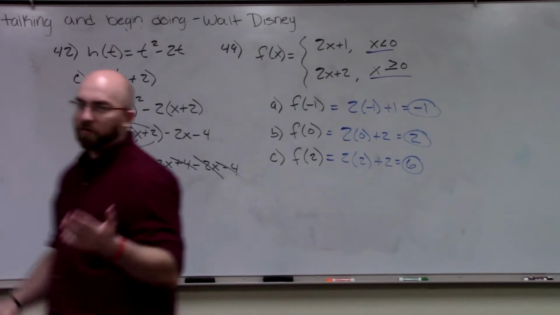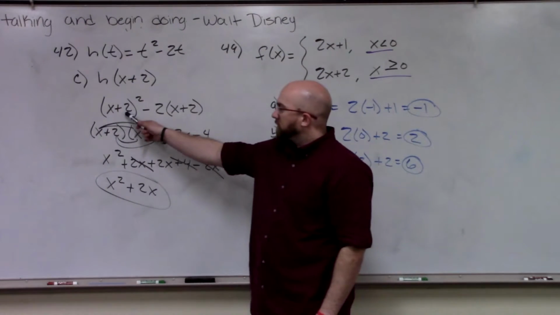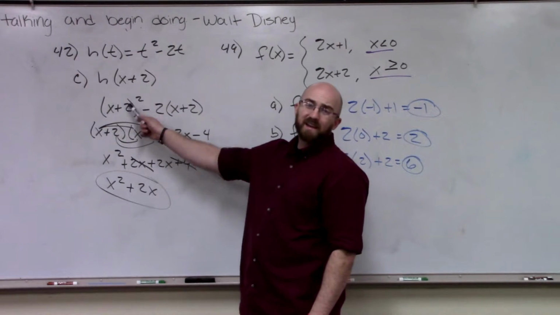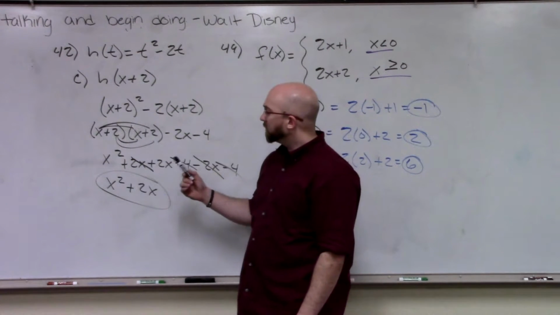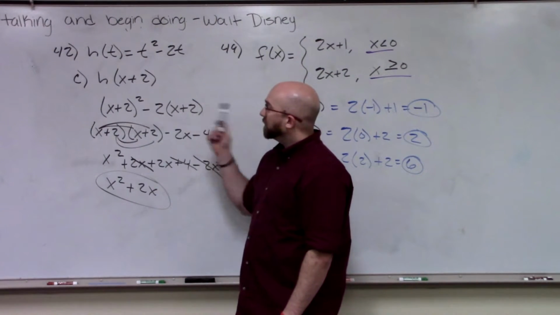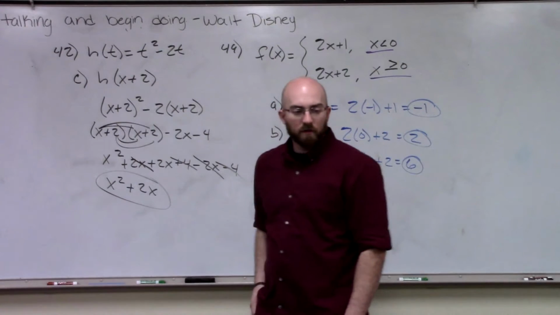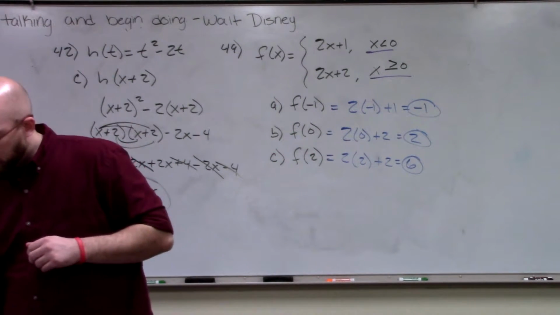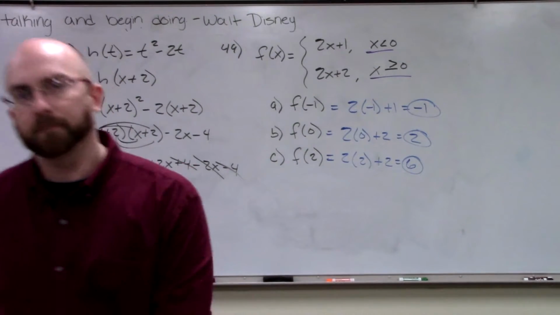Why I wanted to show you that one. People, they don't FOIL this. They say that's just x squared plus 4. That's wrong. So make sure you FOIL that out. Make sure you distribute, and make sure everywhere you see it, you plug that in. So I'm going to erase this real quick, and then we'll start into some domain questions.